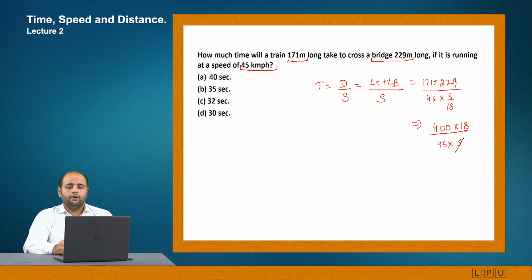So 5, 8, 40, 80 and 5, 9 it will be, and 5 it will be 5, 1, 5 and 5, 6 are 30, and 9 it will be 2. So 16 into 2, that will be 32, and the time is now in seconds. So the answer for this question will be 32 seconds. Okay, I think it will be clear to all of you how to solve these types of questions.